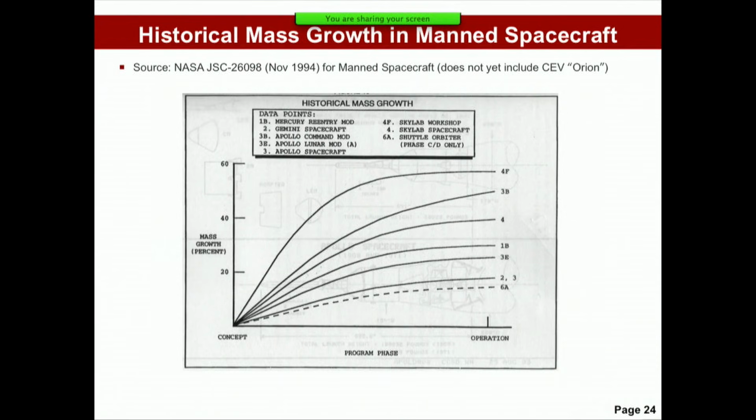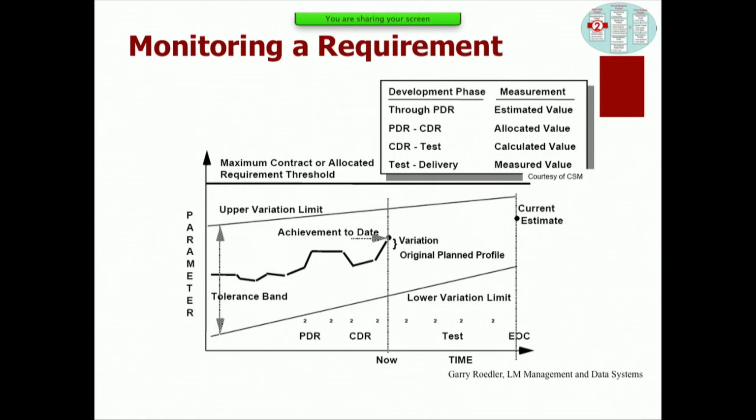This is for manned or crewed vehicles. Starting with Mercury, Gemini, Apollo, Skylab, and then the shuttle, you can see the mass growth from the concept stage, which is phase A or pre-phase A, all the way to operations, between 10 and 60%. The new Orion spacecraft is not yet included on this chart. So what you do is you essentially write the requirement knowing that this growth will happen during the design process. That's the basic idea of margins.